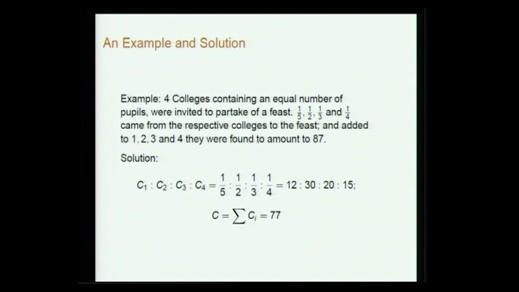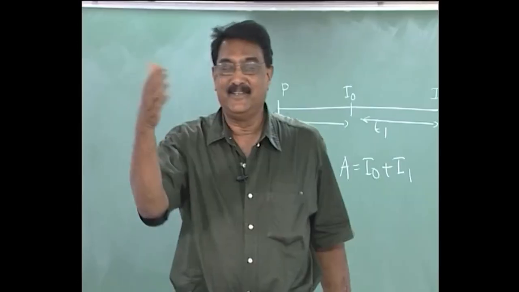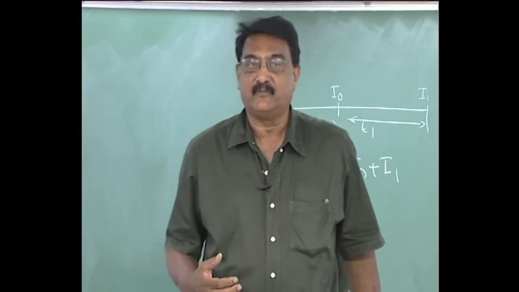Four colleges containing an equal number of pupils were invited to partake of a feast. 1/5, half, 1/3 and 1/4 came from the respective colleges to the feast, and added to 1, 2, 3, 4, they were found to amount to 87. So then you have to find out the various numbers. Of course, sometimes the full statement of the problem is not given. So obviously, this is what you have to find.